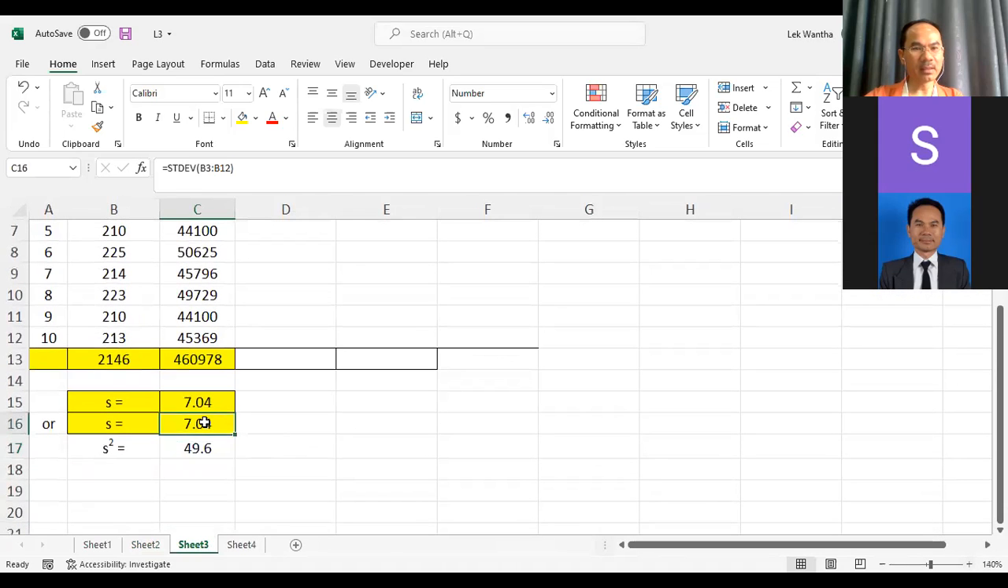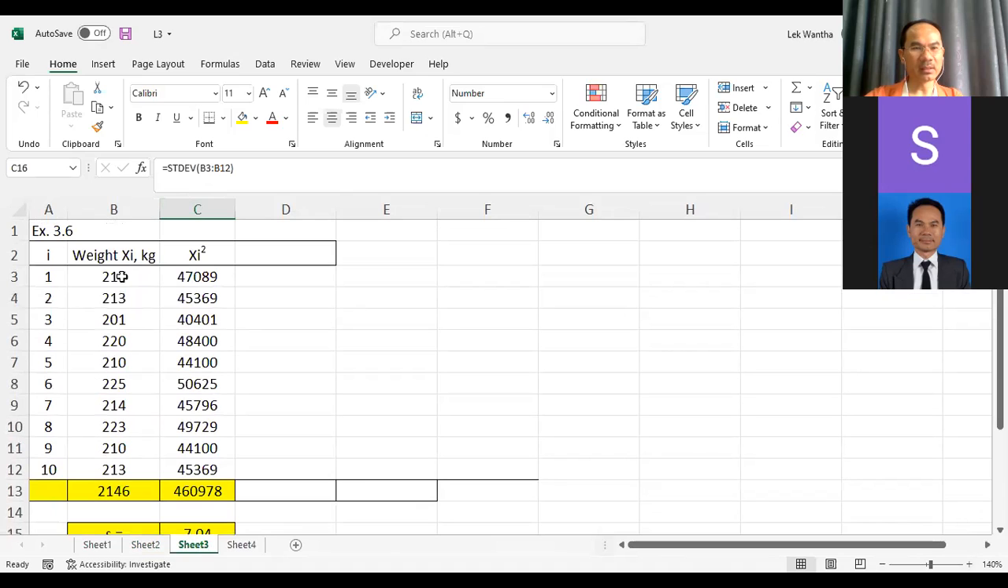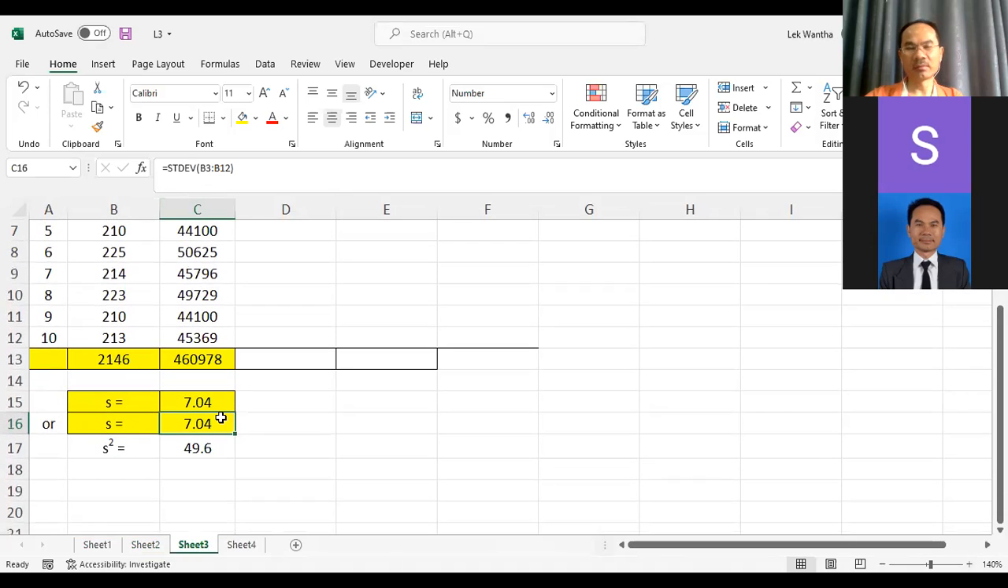You can calculate directly from the standard deviation. The formula is STDEV, and you pick all this data. Or you can calculate directly from the formula that I talked to you about.